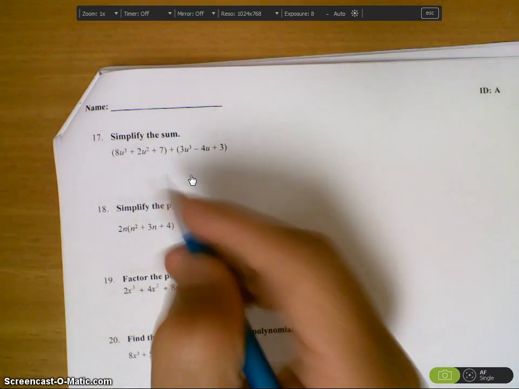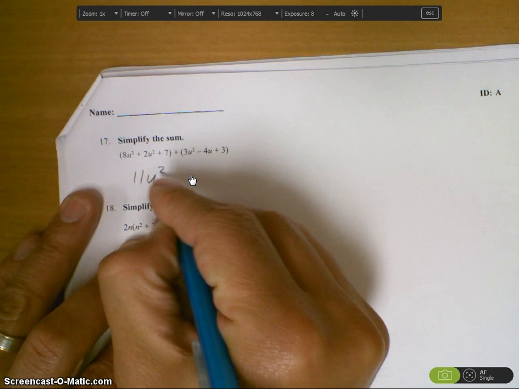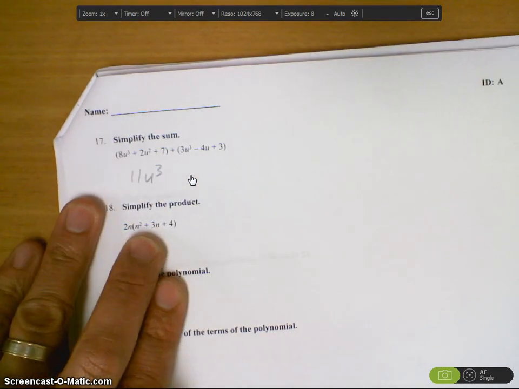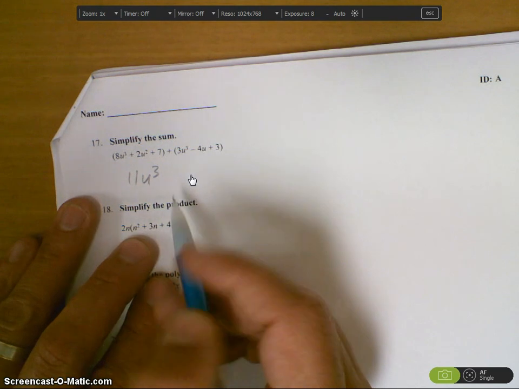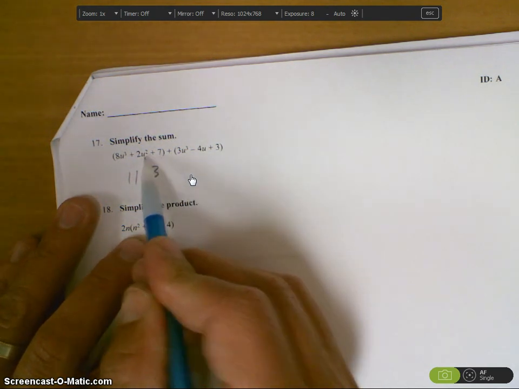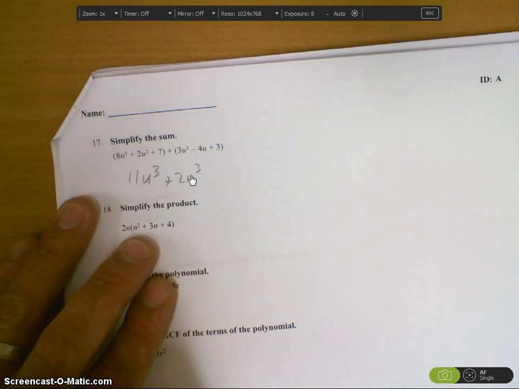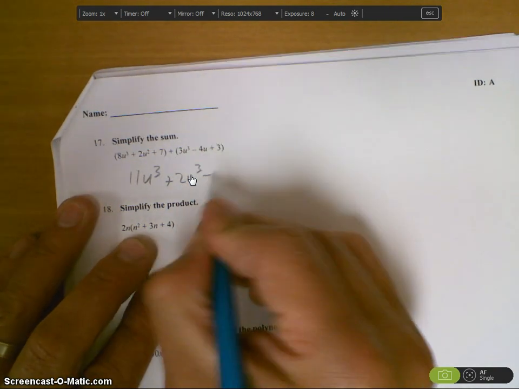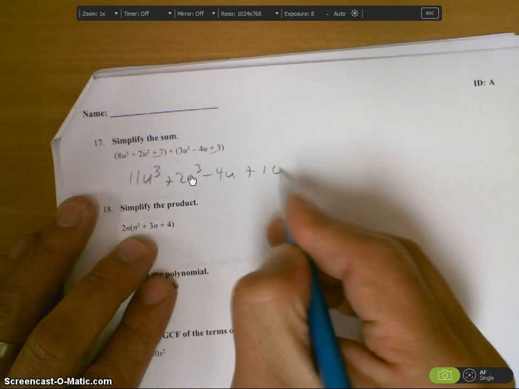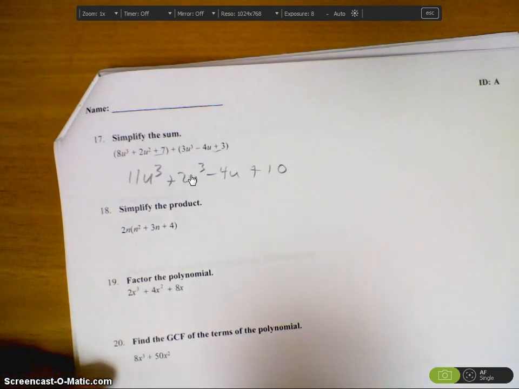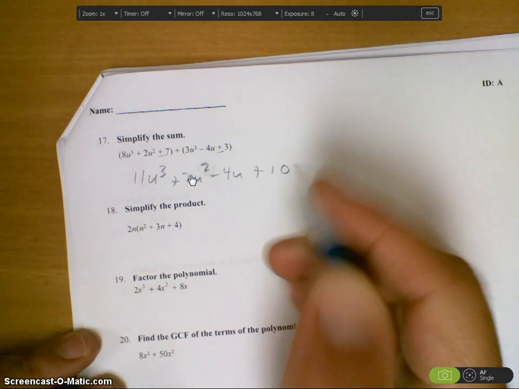All right, so 8u cubed plus 3u cubed is 11u cubed. The biggest mistake people make on these is changing the exponents when you add or subtract like terms. You do not change the exponents. 2u squared minus, there is no other u squared term, so nothing to combine it to. Then we have the minus 4u, and then we have the 7 and the 3 is positive 10. And that should have been a squared. Sorry about that. There we go.